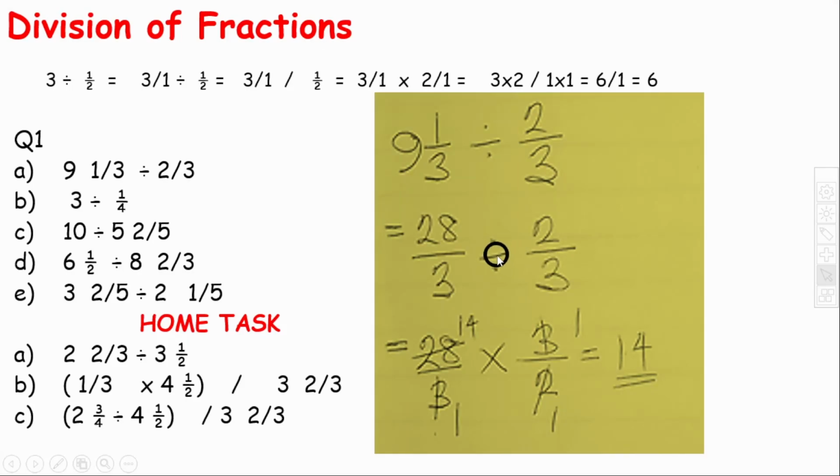To convert this division into multiplication, what do we do? We move this 3 up and you put this 2 down.